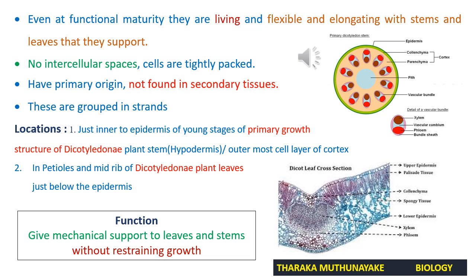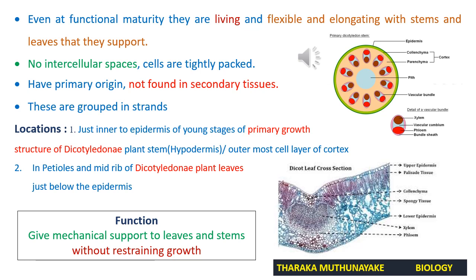Some other features of collenchyma cells are mentioned here. Go to the first one. It says even at functional maturity they are living and flexible and elongating with stems and leaves that they support. Here these are living cells because they have only the primary cell wall. Through the primary cell wall, materials can easily exchange. And also they are flexible, again due to the primary cell wall. And the cells can elongate with stems and leaves that they support. In other words, when the stem and leaves that they support grow, these collenchyma cells found in those locations can elongate. That's the idea behind that.